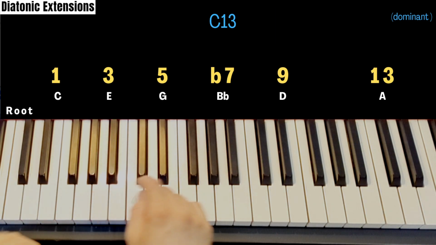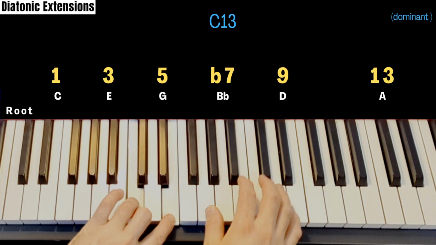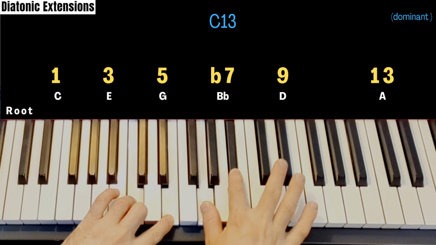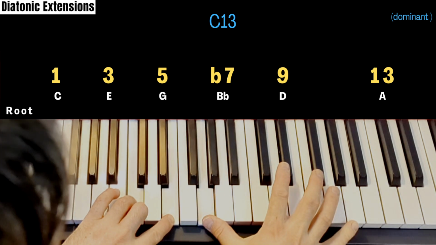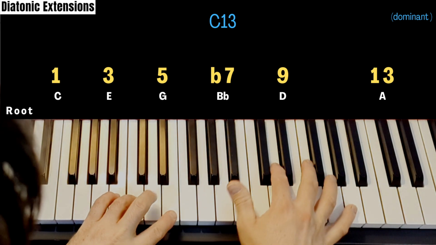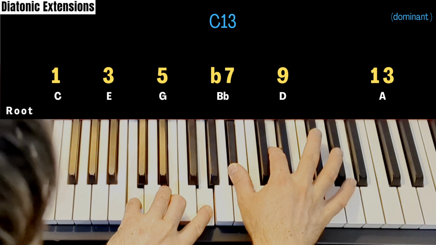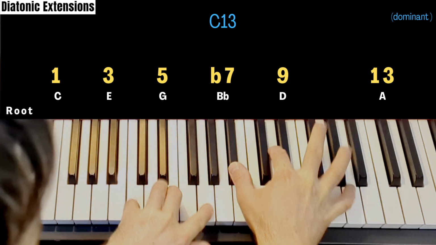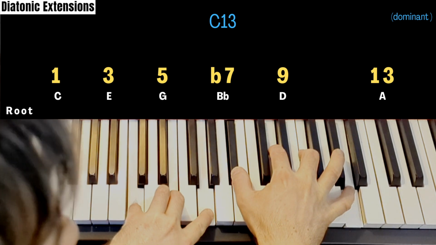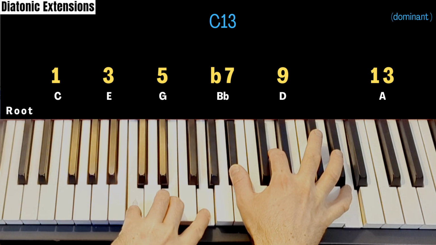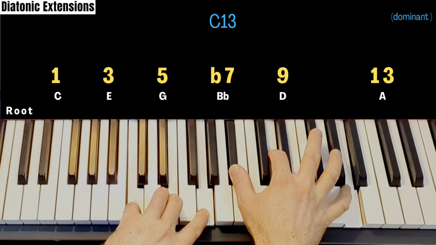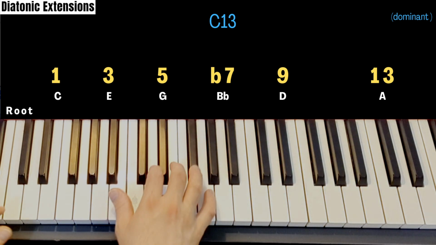Alright, then we've got C13. Root, 3rd, 5th, flat 7, 9. I'm going to skip the 11, and then the 13 here. See, with the 11, it's getting that clash, so I'm just skipping that note. And that's how you would create a C13 in root position. I never play it like this in performance. I'll show you how I play it.